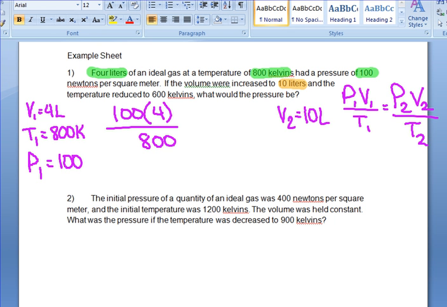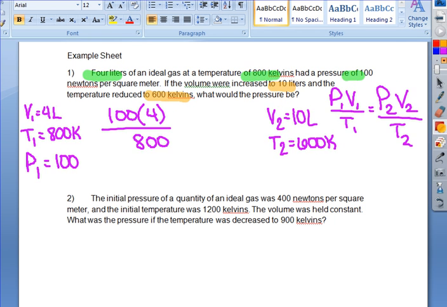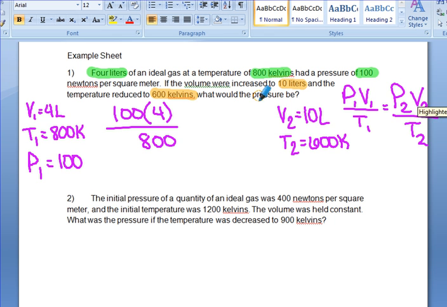All right, so the volume was increased to 10 liters. The temperature was reduced to 600 Kelvin. So our new temperature is 600 Kelvin, and it's asking us to find what the pressure would be. All right, so we're looking for P2.